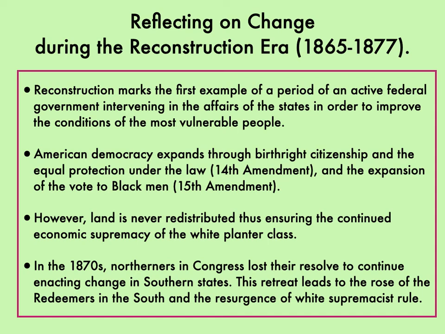However, land is never redistributed, thus ensuring the continued economic supremacy of the white planter class. In the 1870s, Northerners in Congress lost their resolve to continue enacting change in Southern states. This retreat leads to the rise of the Redeemers in the South and the resurgence of white supremacist rule.